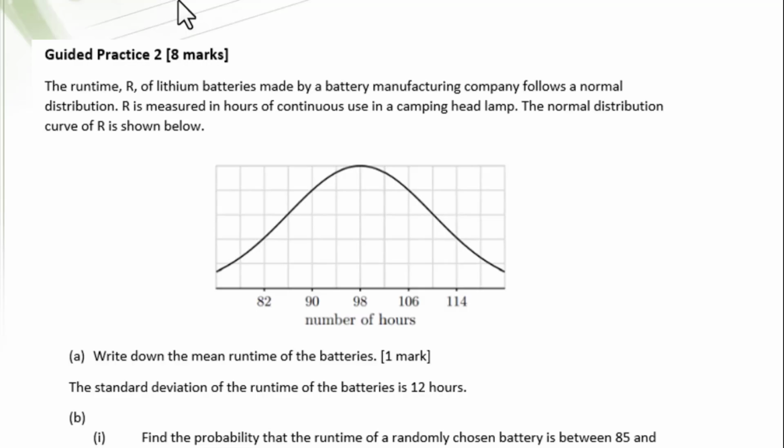This video is about review for normal distribution. The runtime R of the batteries made by a battery manufacturing company follows a normal distribution. R is measured in hours of continuous use in a testing lab. The normal distribution curve of R is shown below. Write down the mean runtime of the batteries.